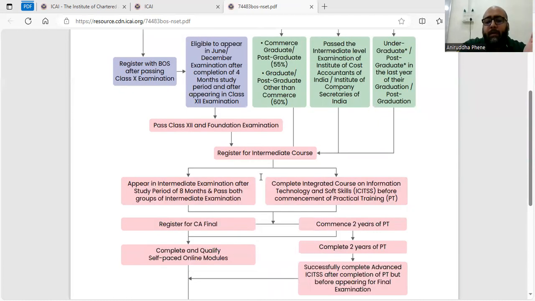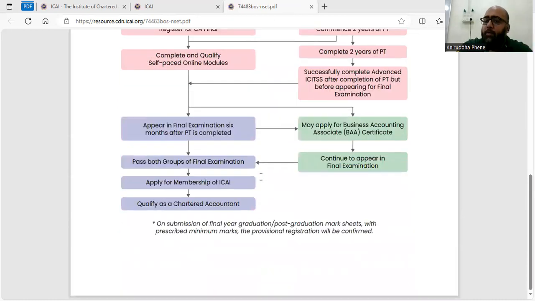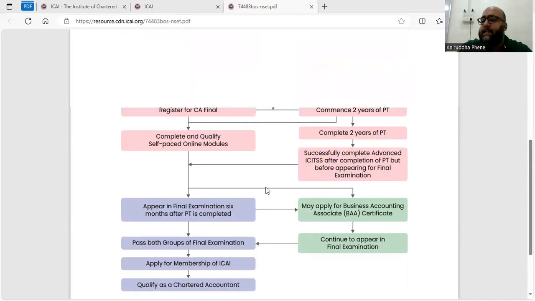To qualify as a chartered accountant, these are the steps you need to take.